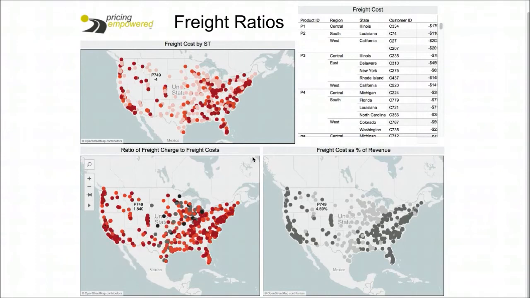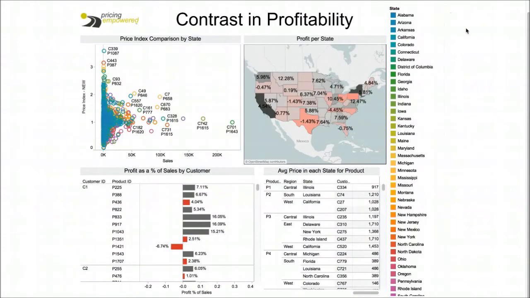We can see where freight is a profitable area for this company in the central region. Freight cost is low, but the freight charge compared to freight cost is high, seen in those black dots. This is where we want to see a freight analysis. Our next step is to look at price index, which compares the price customers are paying to the average price for that product in that state.